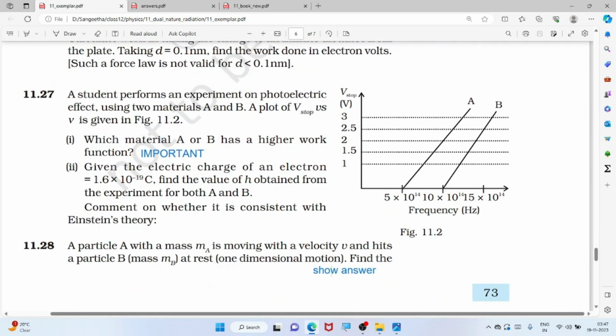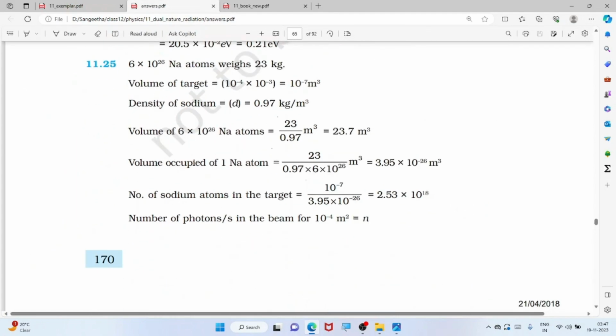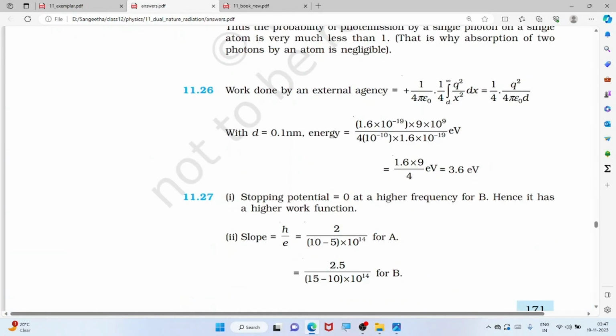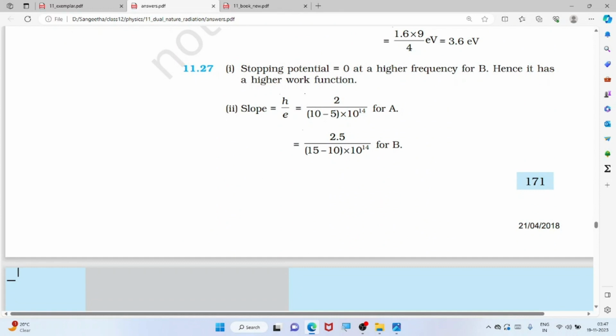Here, a student performs an experiment on the photoelectric effect using two materials A and B. Which material has the higher work function? See, this material, because the frequency at which the stopping voltage is zero is higher than for this material. So this will have the higher work function. The stopping potential is zero at a higher frequency for B, hence it has the higher work function.